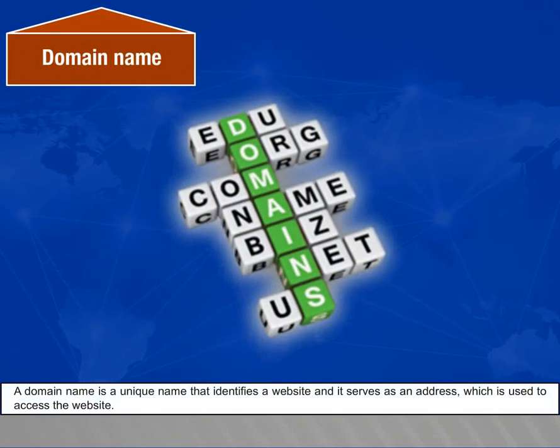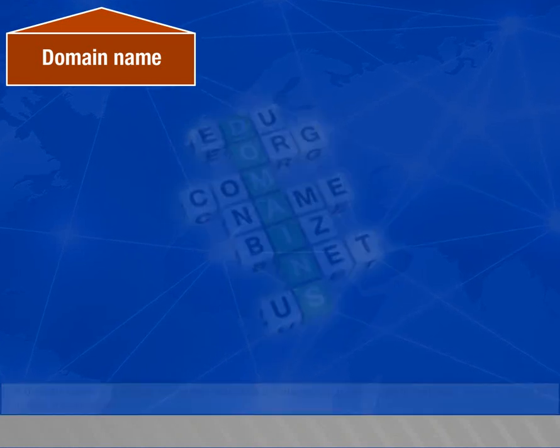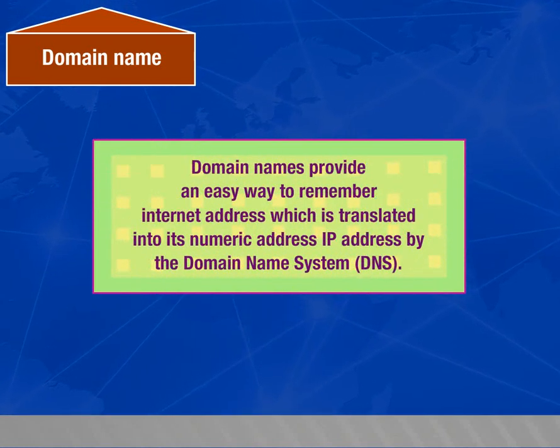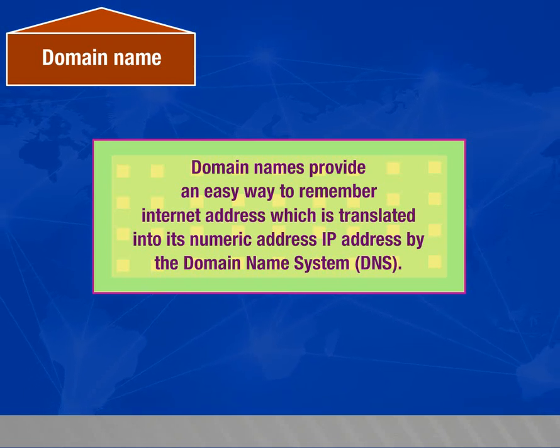A domain name is a unique name that identifies a website, and it serves as an address which is used to access the website. Domain names provide an easy way to remember internet addresses, which are translated into numeric IP addresses by the Domain Name System, DNS.